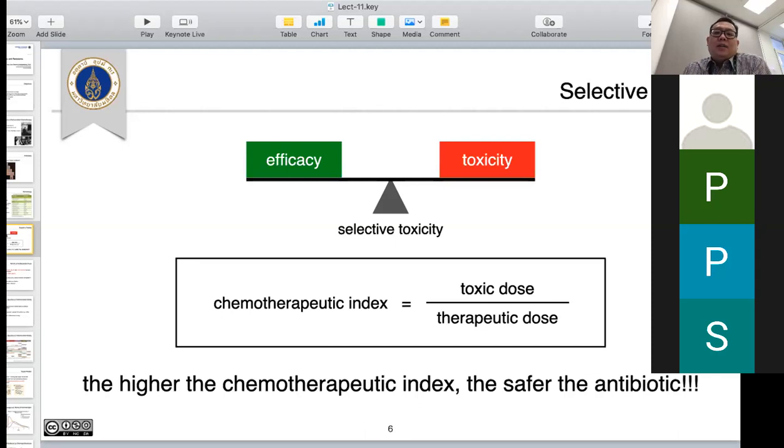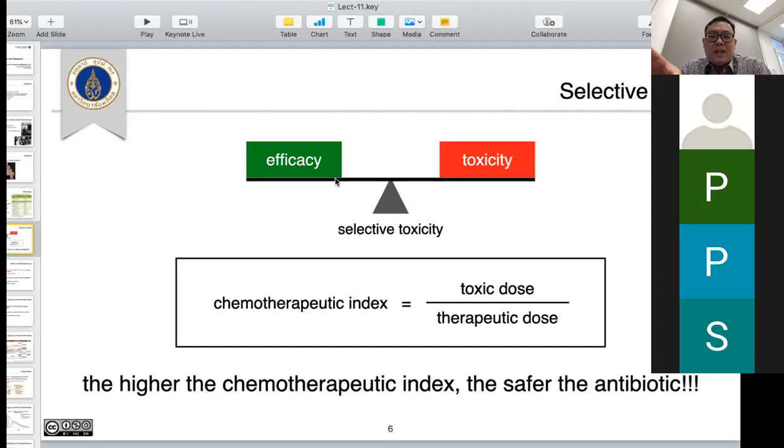Okay, back to selective toxicity. We need to think about efficacy and toxicity, right? Efficacy is the ability of the drug to kill microbes. But toxicity is the effect of the drug on humans. This is not about drug allergy, okay? But when you take some antibiotics, they might be toxic to your kidney.